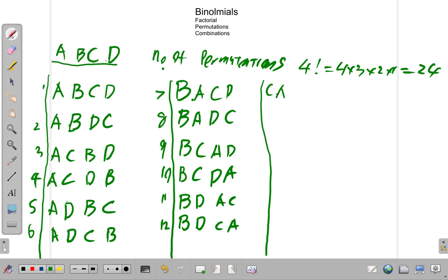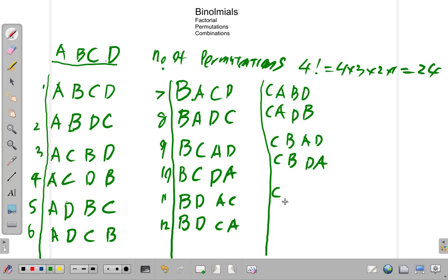So we have CA. We should have 2 CAs based on what happened before. We have CA and then BD, CA, DB. Good. We start with C again, and the second letter is B. So we have CBs now. CB, AD, and CB, DA. Okay. Now, let's start with C again.